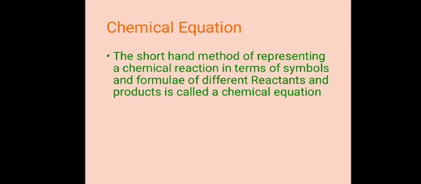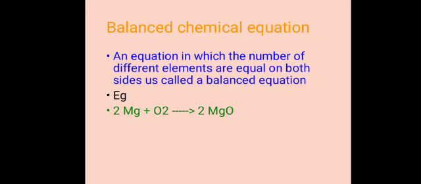Now, this chemical reaction we can express using short forms. That is known as a chemical equation. The shorthand method of representing a chemical reaction in terms of symbols and formulae of reactants and products is known as a chemical equation. And the chemical equation in which the number of atoms of different elements are equal on both sides is known as a balanced equation. In a chemical equation, if the number of atoms of different elements are equal on both sides, in the reactant side and in the product side, that is known as a balanced chemical equation.